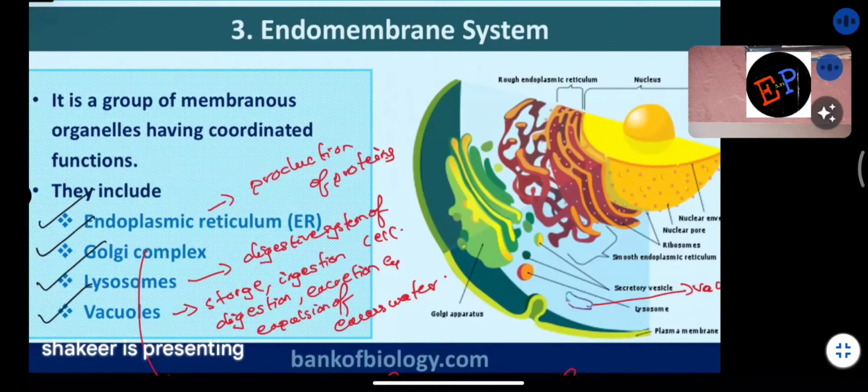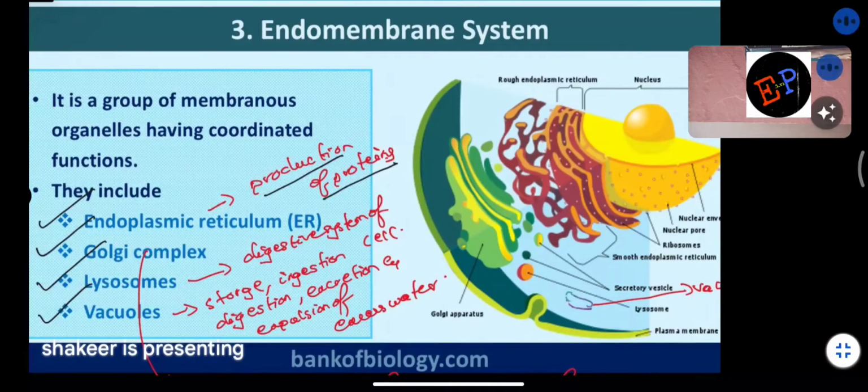On the rough endoplasmic reticulum, we have ribosomes. Where are ribosomes present? Ribosomes are present on rough endoplasmic reticulum, and these ribosomes are responsible for producing proteins. So what is the basic function of endoplasmic reticulum? The production or synthesis of proteins. Understood, no? Then we have the Golgi complex.